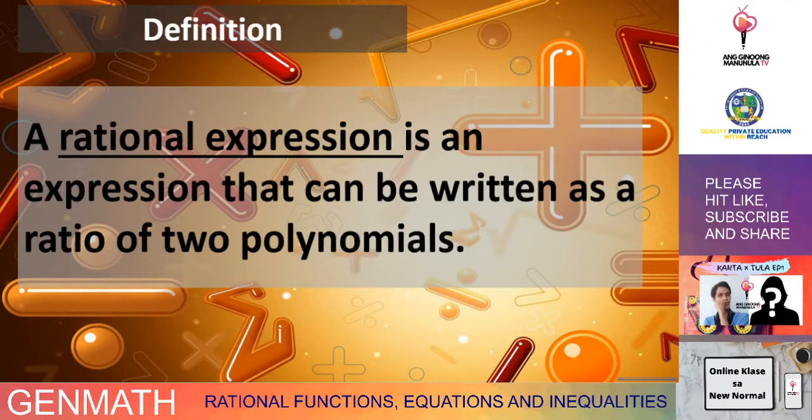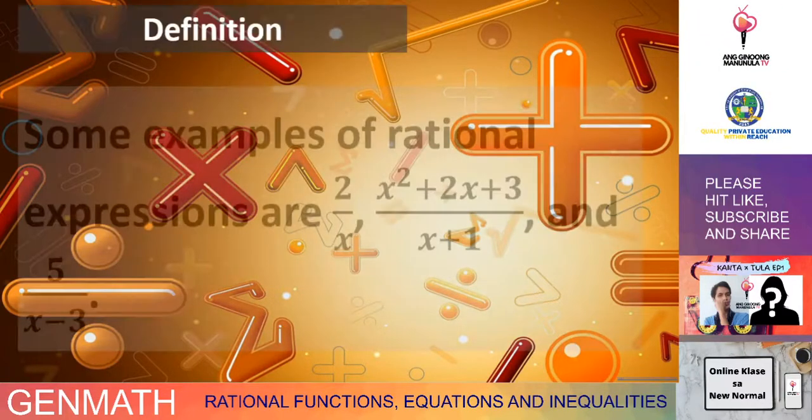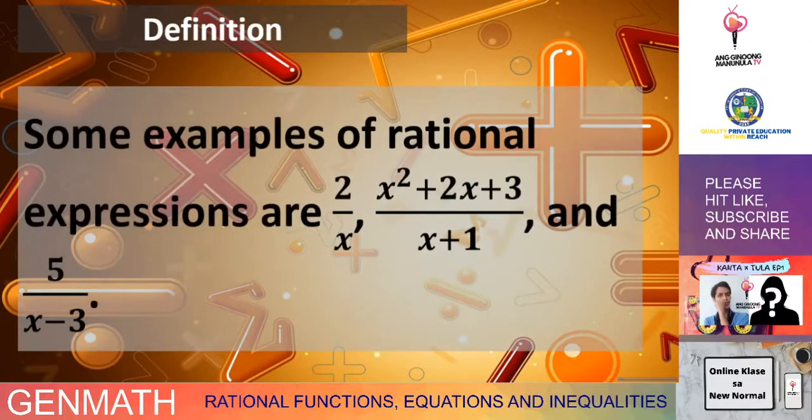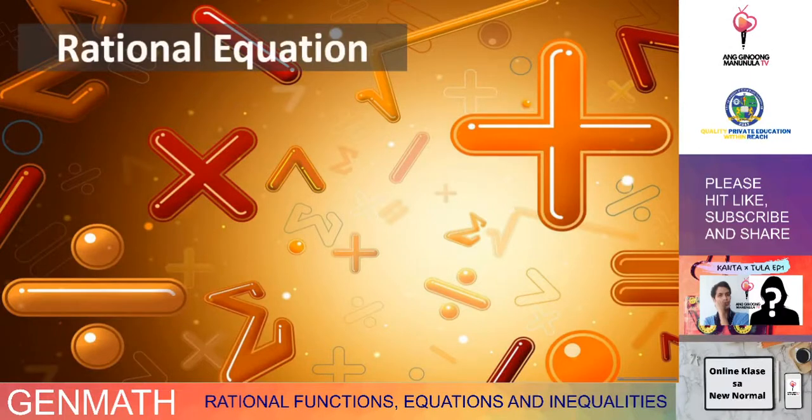Example natin: some examples of rational expression are 2 over x, x squared plus 2x plus 3 over x plus 3, and 5 over x minus 3. Ito yung mga example ng rational expression. Hindi nagli-limit dito sa example na binigay ko yung rational expression. Alam na natin. Kung makita nyo, wala siyang equal sign.